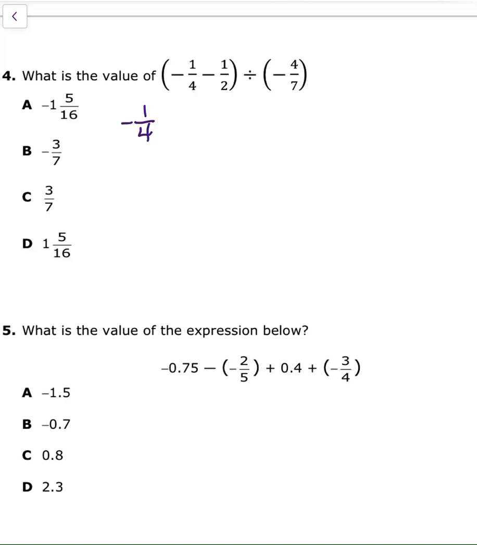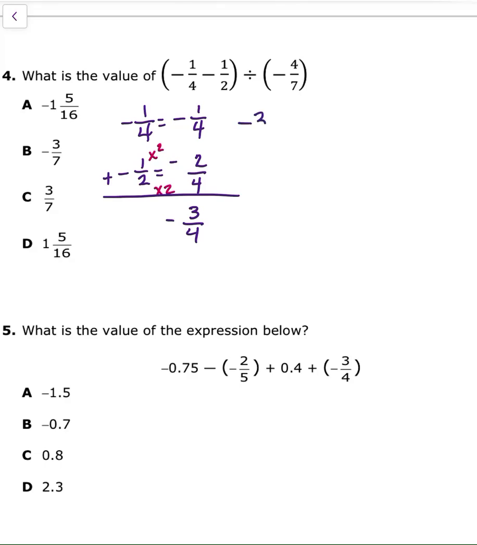So negative 1/4 plus negative 1/2. Our common denominator is going to be 4. So this one's going to stay exactly the same. And this one, we're going to get a new denominator of 4. 2 times what gives me 4? 2 times 2. Whatever you do to the denominator, you've got to do to the numerator. So we're going to have negative 1/4 plus negative 2/4, which gives us negative 3/4.